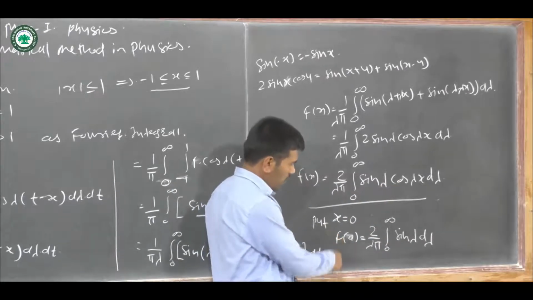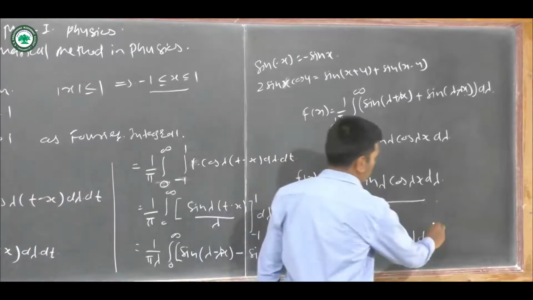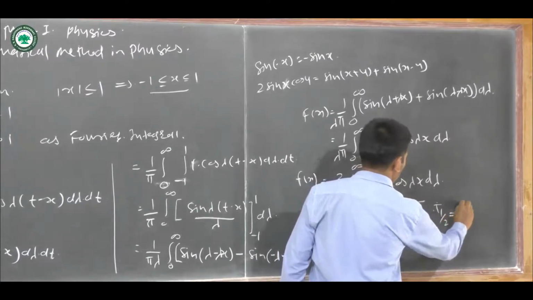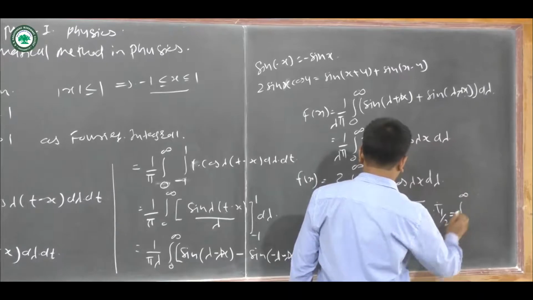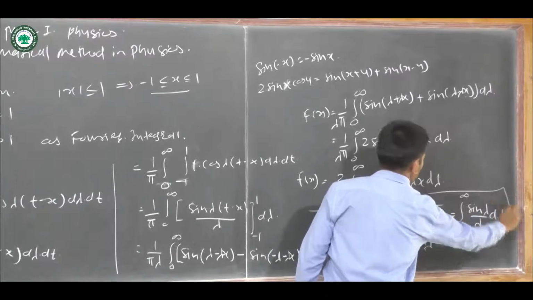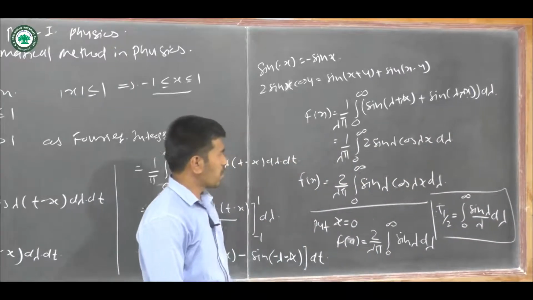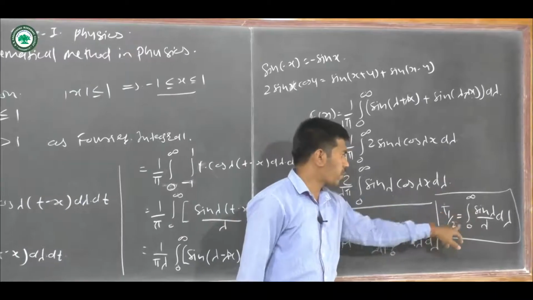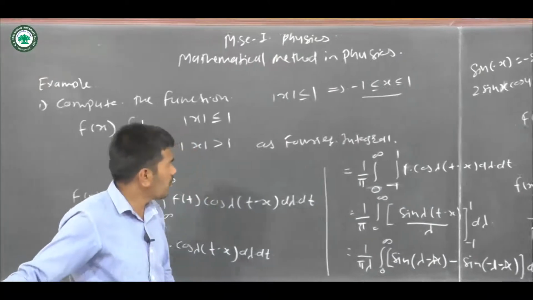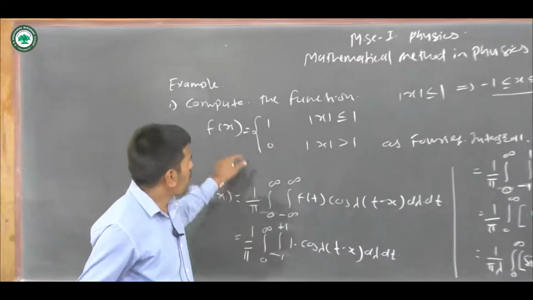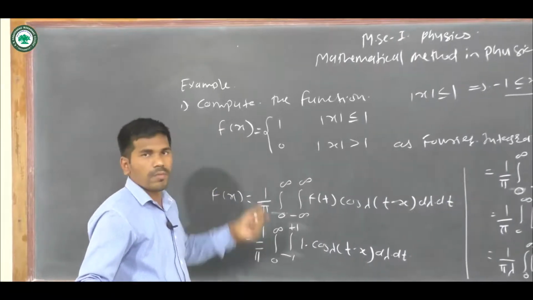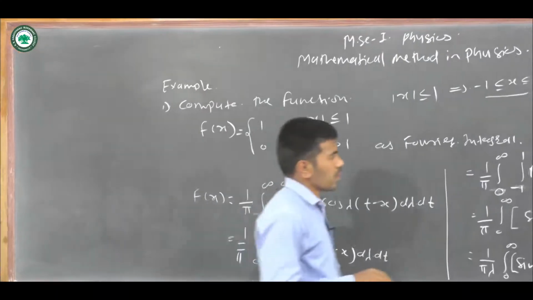And if this f of 0 is equal to 0, then we can write pi over 2 is equal to the integration from 0 to infinity of sin lambda by lambda d lambda. Okay, so this is the expression, or we can directly use this formula for substitution. So this is about the Fourier integral formula. We can use it like this, apply it to functions, and evaluate expressions like this.